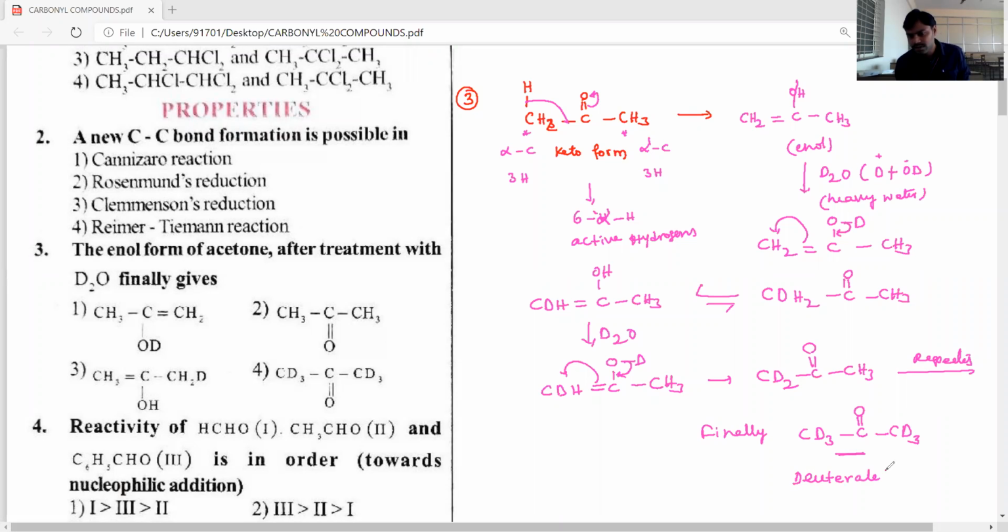Deuterated acetone is the product. So when the enol is treated with heavy water, all the active hydrogen atoms are replaced by deuterium. Then the final product is CD3-C(=O)-CD3. So your answer is the fourth option. Okay, students, understood? Let's see the next question.